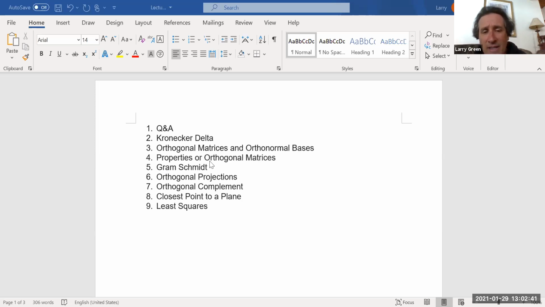So then after that, we'll get into properties of orthogonal matrices. There's a lot of very nice properties. Orthogonal matrices are really wonderful to be able to deal with, as long as you have one.